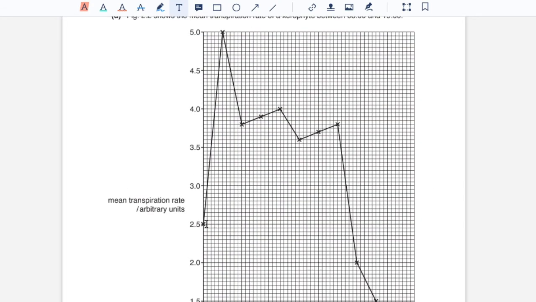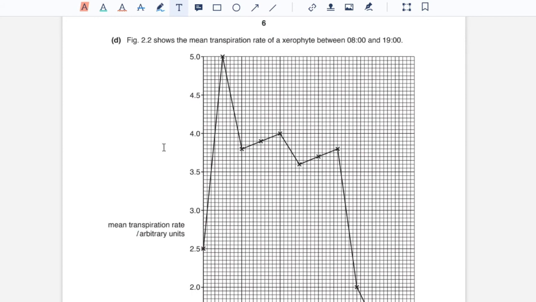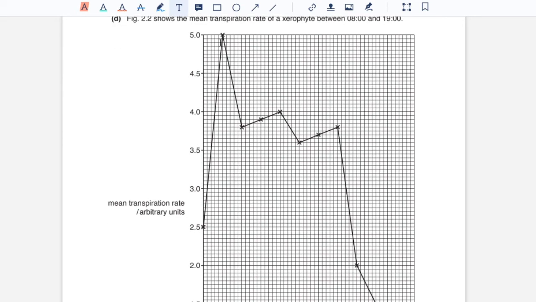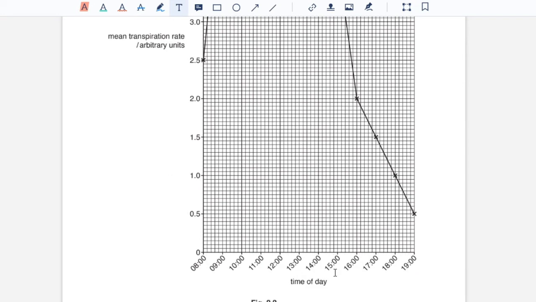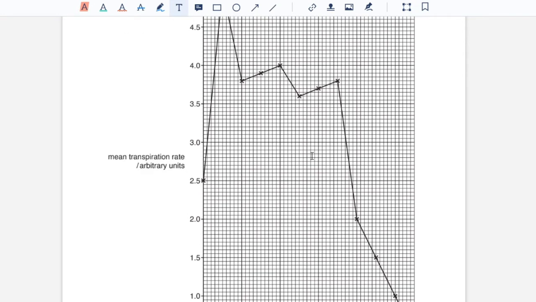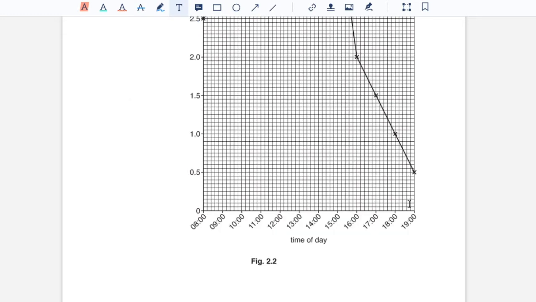First off, the rate of transpiration increases to the maximum at around 9 am, to 5 units, and then the rate decreases at 10 am, and then from 10 am to this time over here, which is 3 pm, the rate of transpiration fluctuates, after which it falls down to 7 pm at the lowest rate, which is 0.5 units.